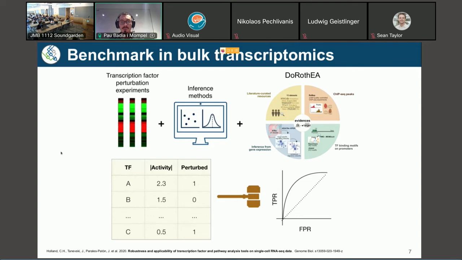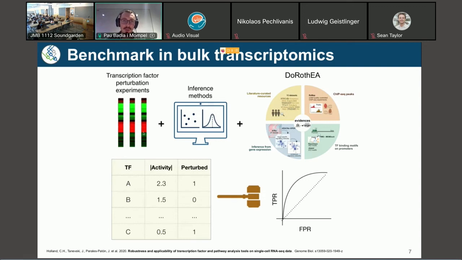While we were developing Decoupler, we were also wondering how good are these methods. So we decided to benchmark them using transcription factor perturbation experiments. In these experiments, a specific transcription factor was either knocked out or overexpressed, so we know which specific TF is affected. And using this data and all the methods inside Decoupler, we estimated transcription factor activities. And as prior knowledge, we use the gene regulatory network DoRothEA, which is a network that we have developed in the past in the group that gathers TF target interactions following different evidences that are available.